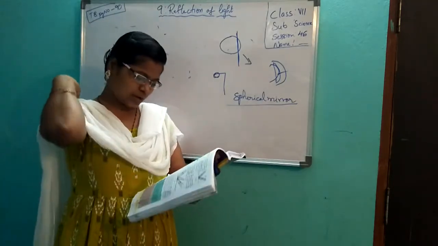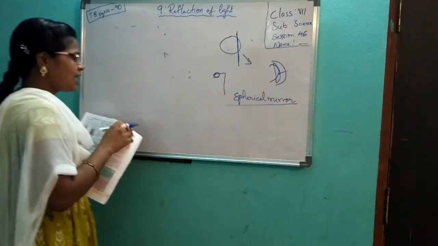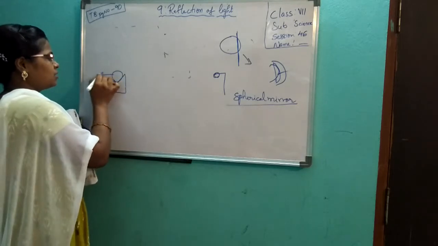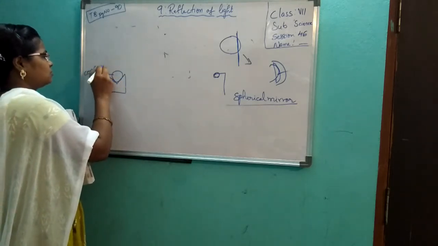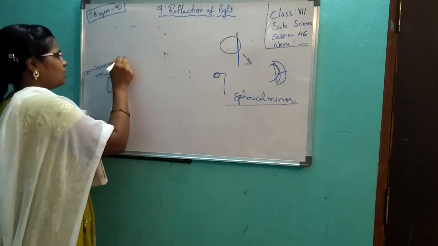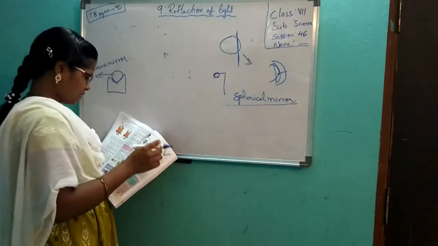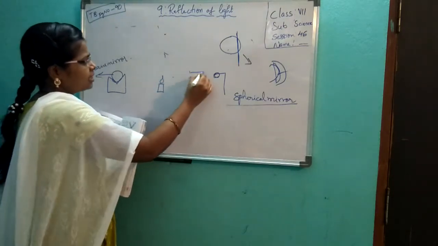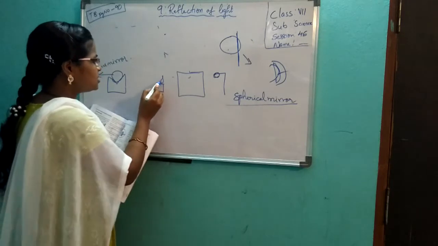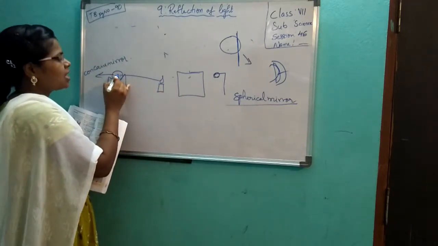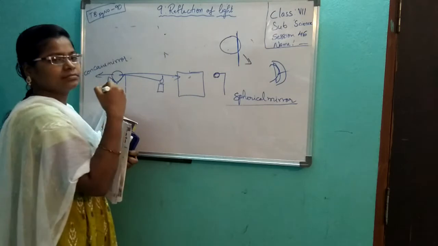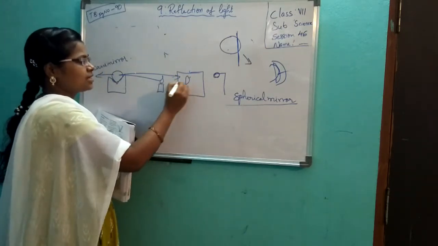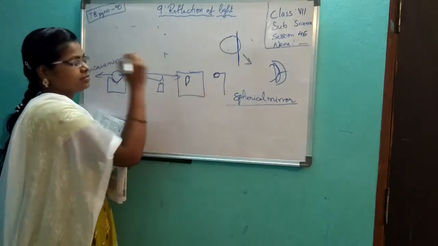Now, moving to another experiment. You have to do an experiment. Take a stand. Place a concave mirror and place a candle here, and here you put a screen. This image will fall on this concave mirror and will reflect to this screen. How will you get a reversed image? Okay, it is like this. You will get a reversed image.